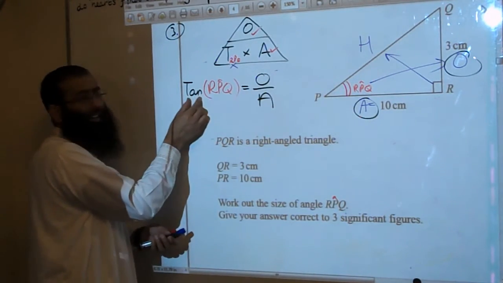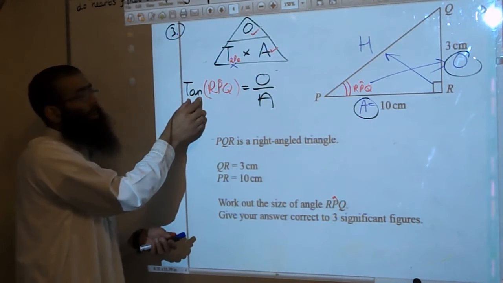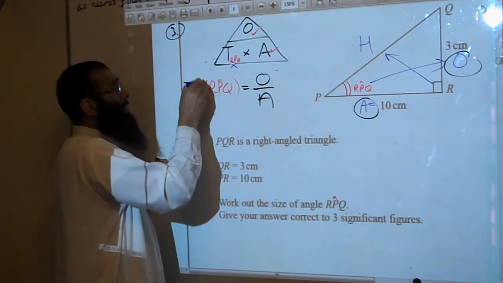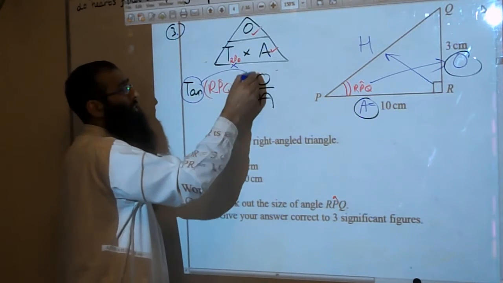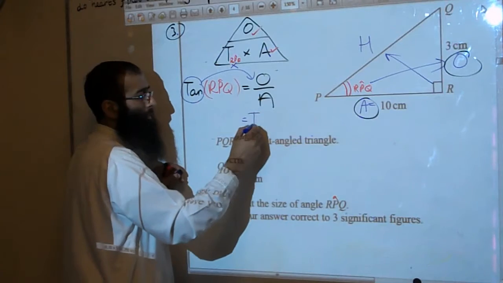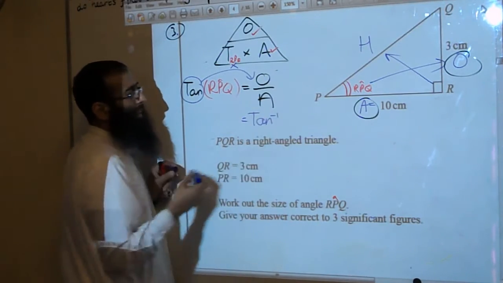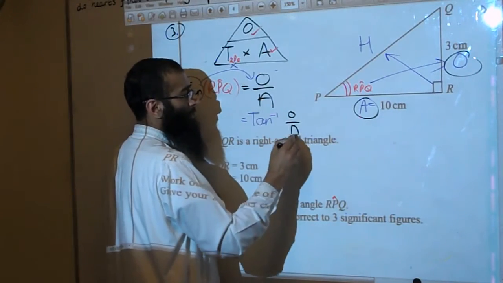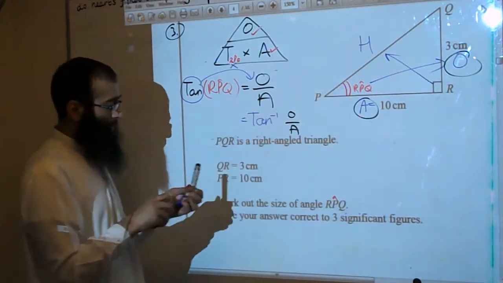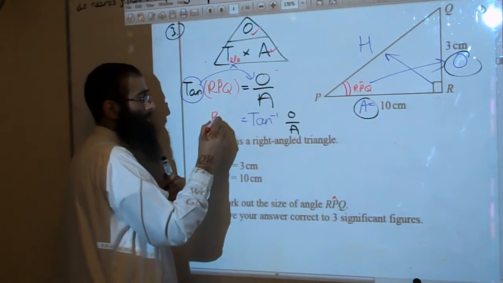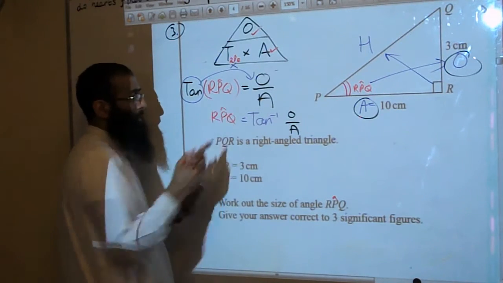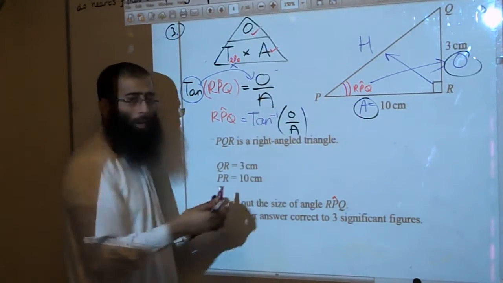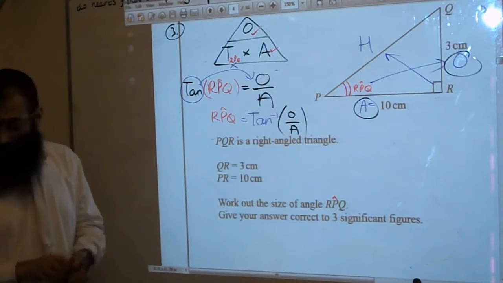Now let's put the O and the A values in there, and we want to work out this angle. I need to get rid of the tan. So Samia, what's the opposite of tan? Inverse tan. So we grab the tan from here, we take it over to the side, and it becomes tan to the -1 of O over A. And that will give us RPQ. Okay, you happy with that? Now I'm going to rub off the letters and put the numbers in there.